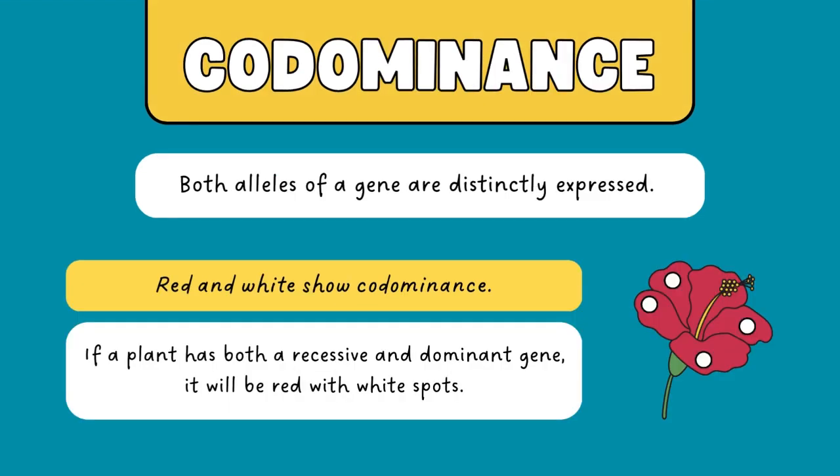Codominance. Both alleles of a gene are distinctly expressed. Red and white show codominance. If a plant has both a recessive and dominant gene, it will be red with white spots.